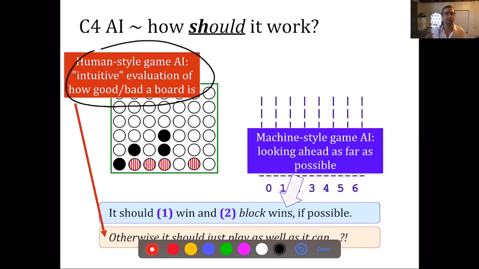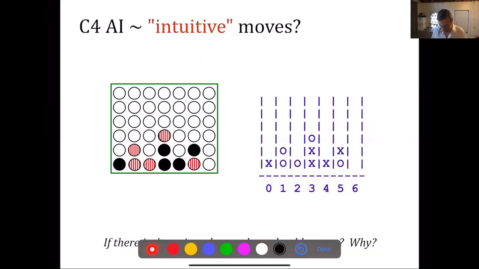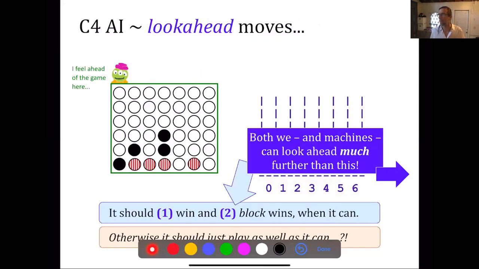More advanced artificial intelligence algorithms do try to create something like intuition on the computer's part, right? And you can think very, very deeply, as computer scientists have done, about what we mean by intuition, and then try to simulate that with the computer. We're not going to do anything like that. For us, intuitive moves just mean we look ahead more and more and more. And then it's going to look like we're playing with some intuition, right?